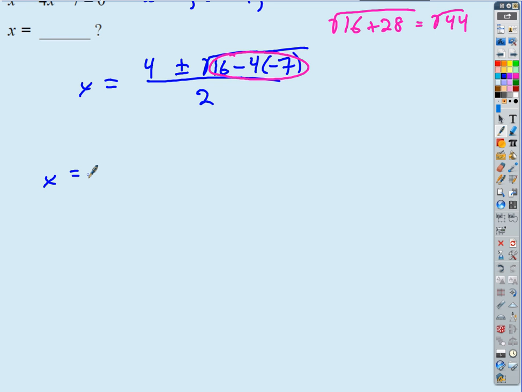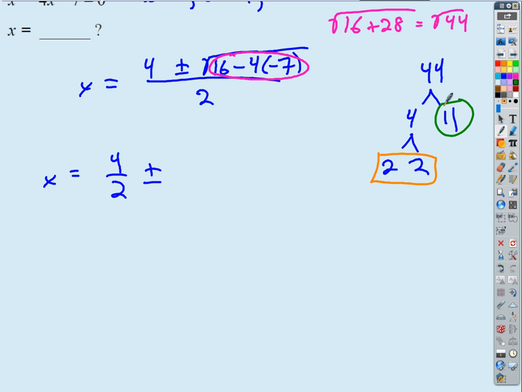Okay, so 44, would you agree that square root of 44 is not a perfect square? So we're going to get stuck with a radical, so let's go ahead and split this up: 4 and 11. 4 breaks up into 2 and 2, so I'm going to get a couple of 2's and a single 11. So the square root of 44 on the top becomes 2 radical 11, divided by 2. So how can I simplify that fraction?